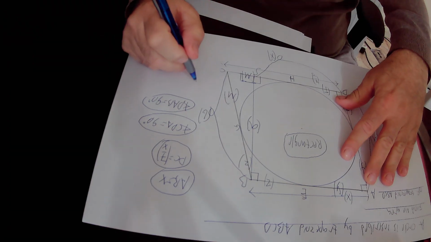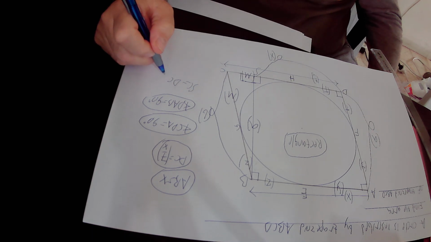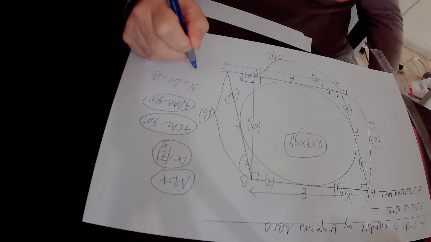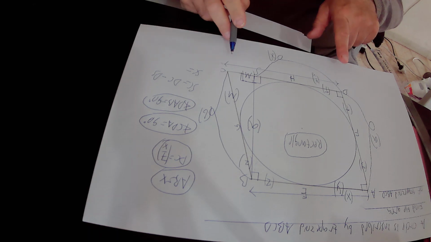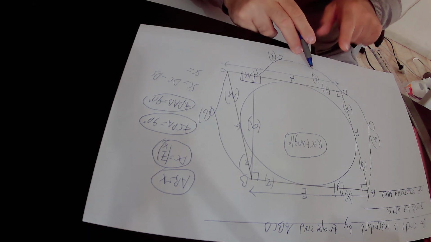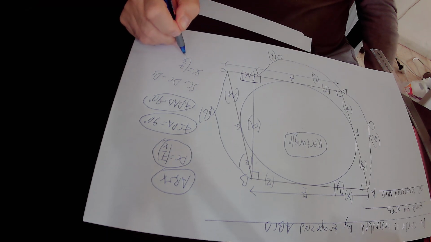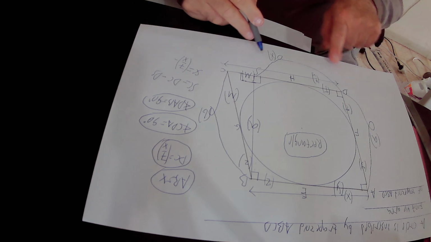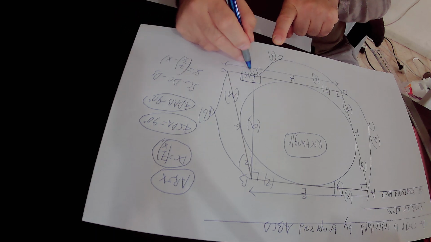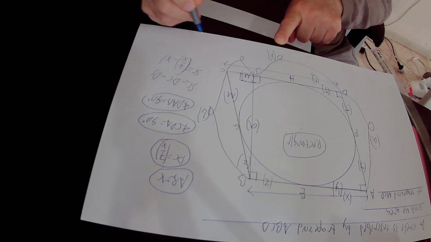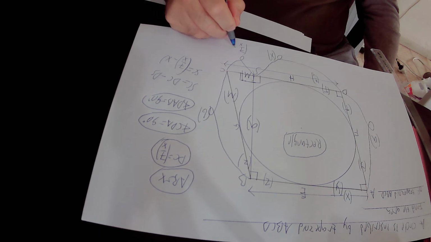SC equals DC minus DS. So SC equals DC. DC is 7 over X according to what is given in the question. Minus DS. DS is X. So in total, SC equals 7 over X minus X.